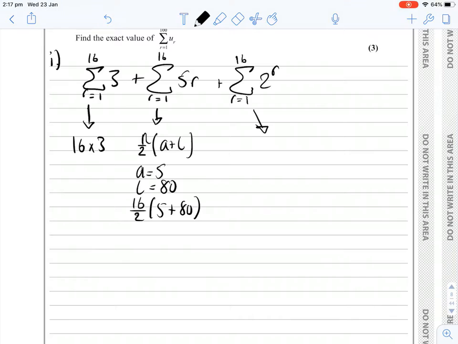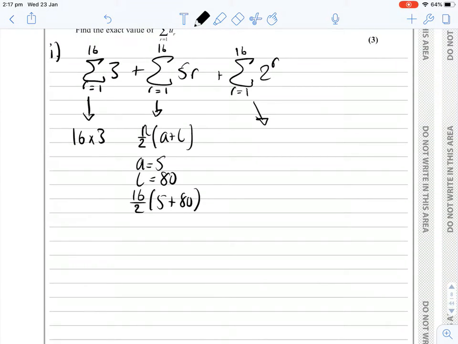And then the final one is going to be a geometric series because you've got 2 to the power of r. So we can say that the first term a is going to be 2 to the power of 1, which is 2. The common ratio r is what is going to be multiplied by each time. So if r is 1, then we get 2. If r is 2, we get 4. If r is 3, we get 8. So the r value is 2 because we're multiplying each value by 2 as we increase. So this is going to be a lots of r to the n minus 1 all over r minus 1.